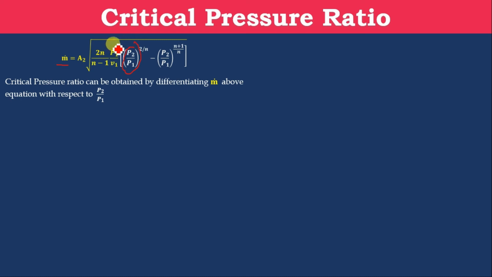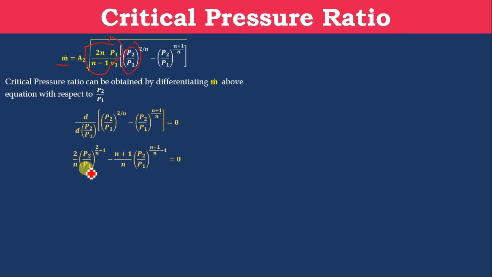So take the rest of all parameters as constant. d divided by d P2 divided by P1 of the bracket P2 divided by P1 whole power 2 divided by n minus P2 divided by P1 whole power n plus 1 divided by n is equal to 0. Because mass flow rate depends only on pressure ratio, we are going to differentiate with respect to P2 divided by P1. This differentiation will give 2 divided by n P2 divided by P1 whole power 2 divided by n minus 1, minus, if you differentiate, n plus 1 divided by n P2 divided by P1 whole power n plus 1 divided by n minus 1.